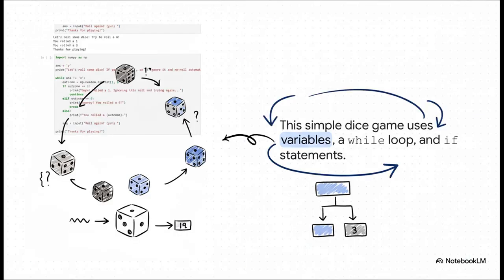Okay, let's see how all these pieces, our variables, our decisions, our loops, can actually come together. This simple dice rolling game is a perfect example. It's using a while loop to keep the game going, it uses if statements to check if you rolled the winning number, and it uses variables to keep track of what's happening. This is it. This is a real working program, built from the exact fundamentals we just talked about.